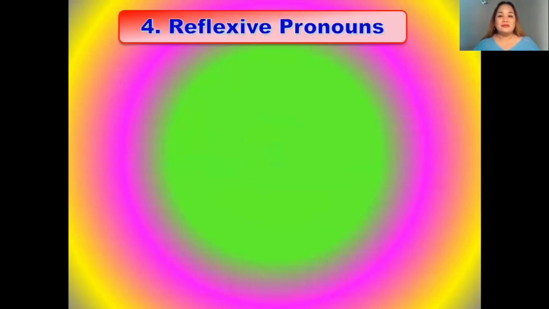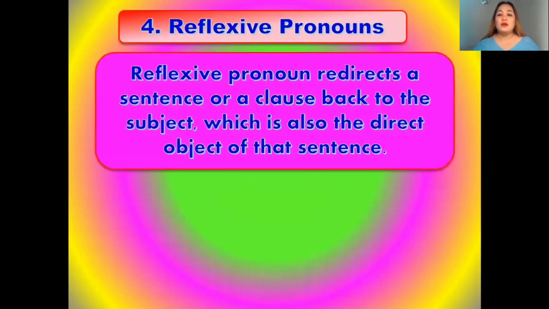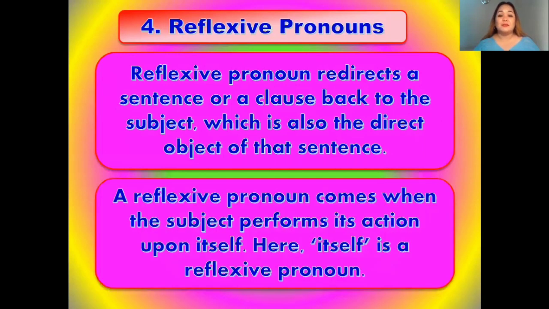Number 4, reflexive pronouns. A reflexive pronoun redirects a sentence or a clause back to the subject, which is also the direct object of that sentence. A reflexive pronoun comes when the object performs its action upon itself. Here, itself is a reflexive pronoun.